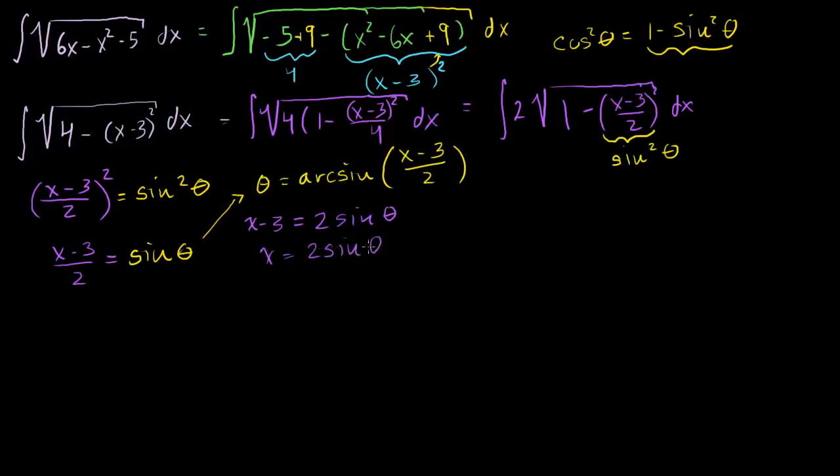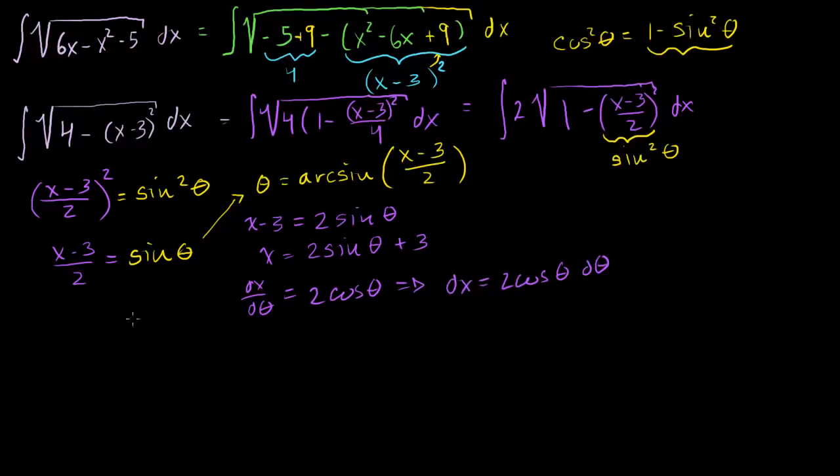or that x is equal to 2 sine of theta plus 3. Now, if we take the derivative of both sides with respect to theta, we get dx d theta is equal to 2 cosine of theta. Derivative of this is just 0. Or we can multiply both sides by d theta, and we get dx is equal to 2 cosine of theta d theta. And we're ready to substitute back into our original indefinite integral.